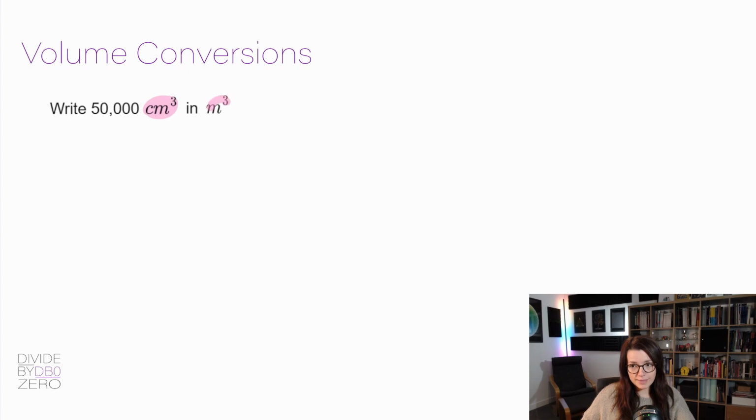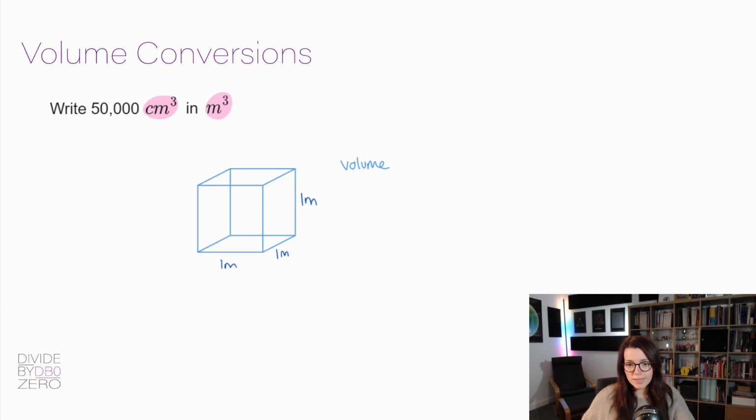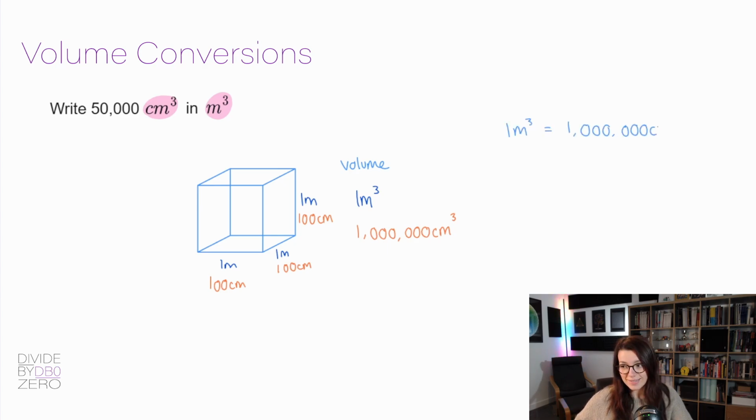Last example, write 50,000 centimeters cubed in meters cubed. Talking about volume again, so let's draw a cube. The bigger unit there is the meters, so let's do the meters first. 1 meter by 1 meter by 1 meter. In terms of volume then, that would be 1 times 1 times 1, or just 1 meter cubed. Meters into centimeters is 100 centimeters per meter. The volume this time is going to be pretty big because it's 100 times 100 times 100, which is actually 1 million. So that means that 1 meter cubed is equal to 1 million centimeters cubed.